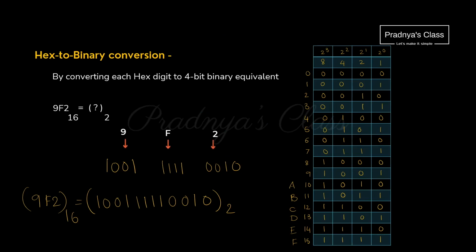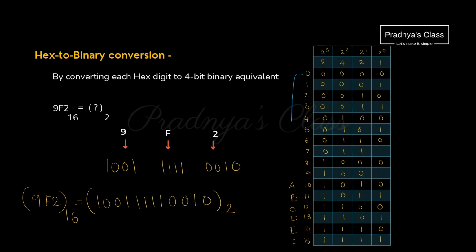Don't worry, same process we will be following here. One change only we will be doing, that we will be adding one more positional weight. For octal we took only 3 bits. Here we are adding one more, 2 to the power 3. It will be 8. Now the rest is just addition.